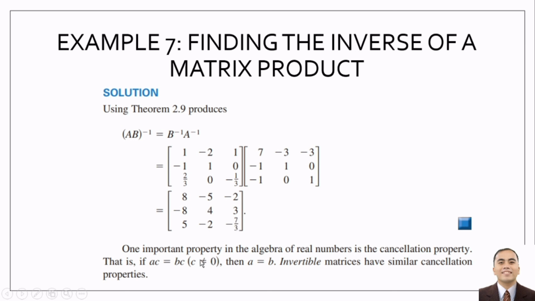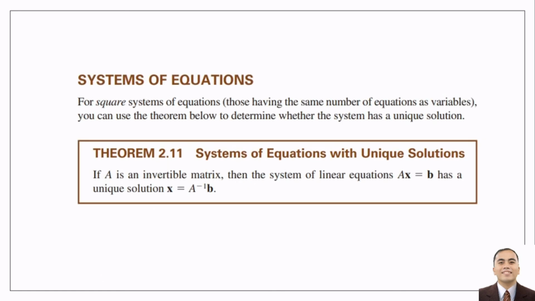One important property in the algebra of real numbers is the cancellation property. That is, if AC is equal to BC, where C is not equal to 0, then A is equal to B. Invertible matrices have similar cancellation properties.